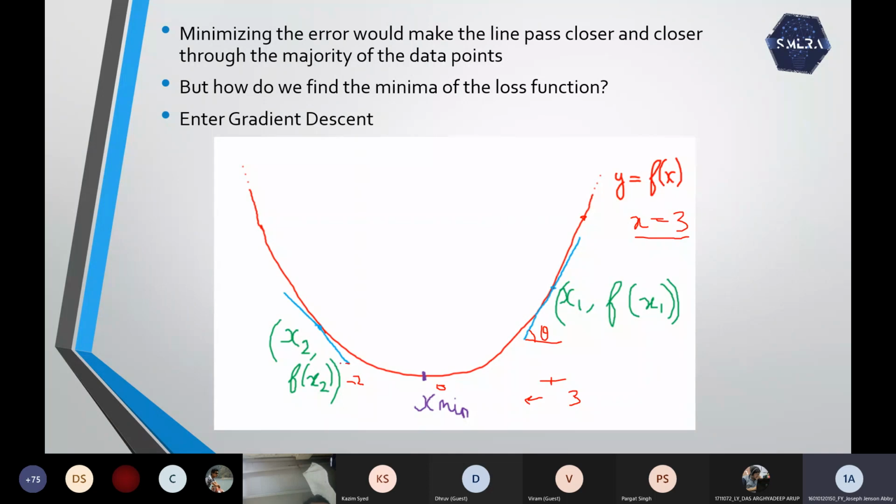If you notice here, the slope is negative. Here theta is negative, so tan theta will be negative. The slope, or f dash of x2, the derivative of the function at this point, will be negative. So this will tell you where you need to go. It is negative here, so you need to go ahead. You need to add to the x value. If the derivative is positive here, you need to subtract.